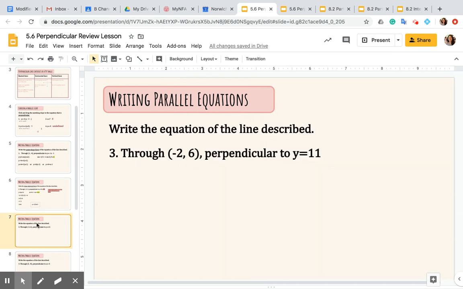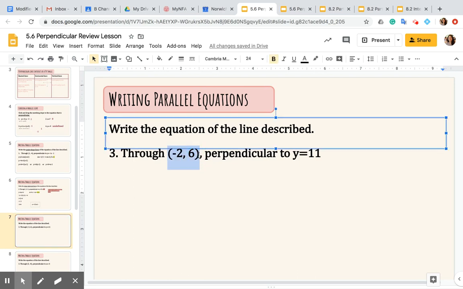All right, let's take a look at this one. It says, write the equation of the line described. And notice it doesn't give me a form for this one. I didn't bother because you're going to have either a horizontal or vertical line. There's really no special form that those are in.